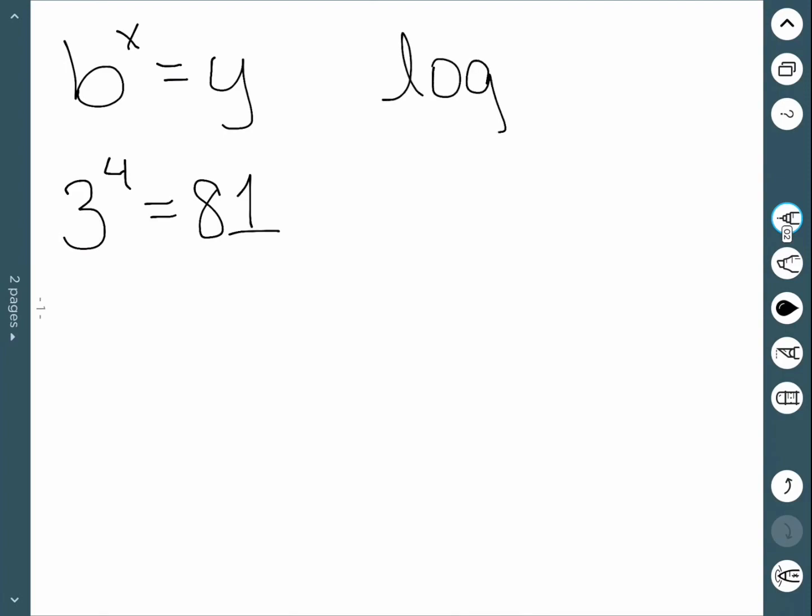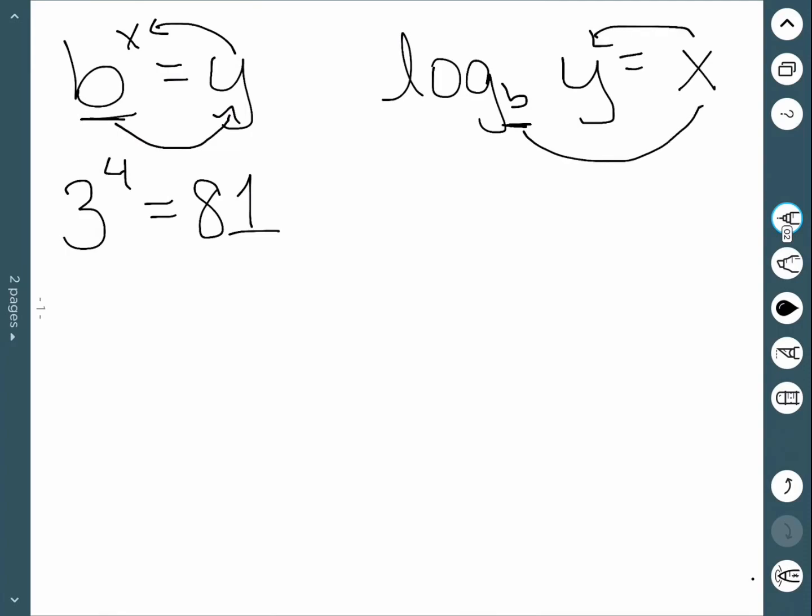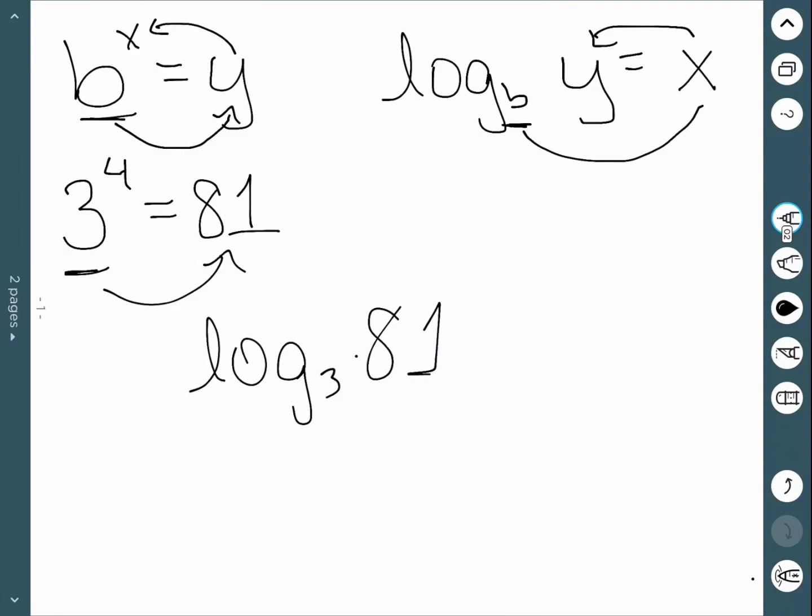We write log base b, so the base of my logarithm and my exponent are the same. We then have a y next, and we say it's equal to the exponent. And we can also go backwards. b to the x power is equal to y. So we do have this loop thing to help us remember them. In this case, we would have log base 3 of 81 is equal to 4.